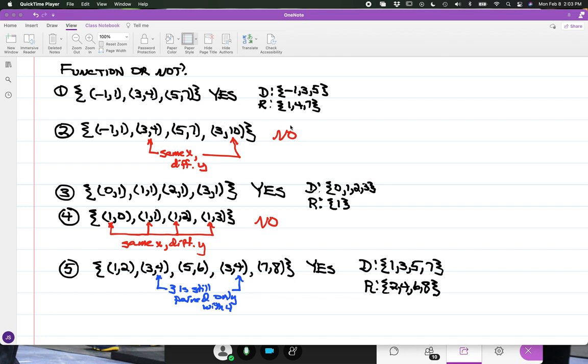And again, anytime you have a repeating x value and the repetition is with a different y value, then you're not going to have a function. Anytime you have repeating x values where x is paired up with a different y value, it is not a function. And again, for functions, for each x value, there's only one corresponding y value.